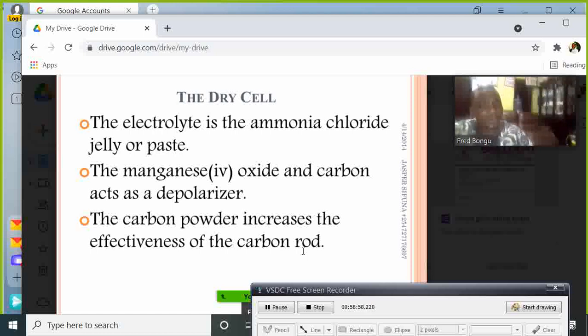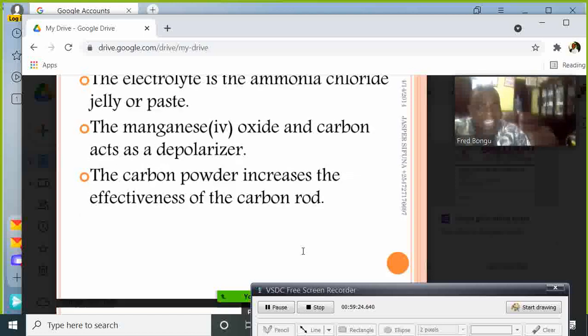Remember, ammonium chloride prevents zinc being eaten away. Then we have a depolarizer, which is a strong oxidizing agent, which is manganese 4-oxide. Then inside, when you cut it open, you find a carbon powder. The carbon powder increases the positiveness. Remember, the positive item here is the carbon rod. So we add the powder to increase the working effect of the carbon rod.